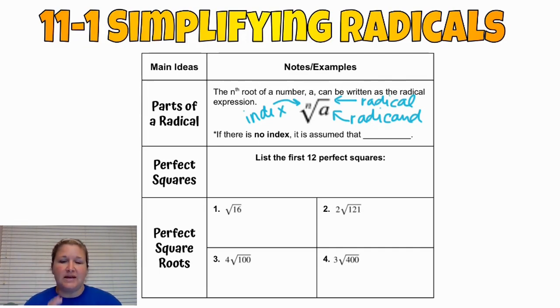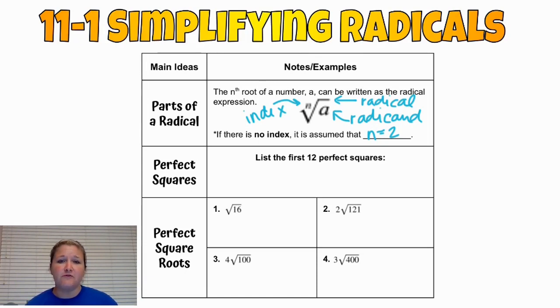If there is no index, so if there's no little number, not the big number out front, but the one that almost looks like an exponent, then you assume that n is equal to 2. So you're going to go ahead and assume that it's the square root. And that's all we're going to probably be working with. We're not going to look at cube roots or 4th roots or nth roots or 5th roots or anything like that. We're just looking at the square root here.